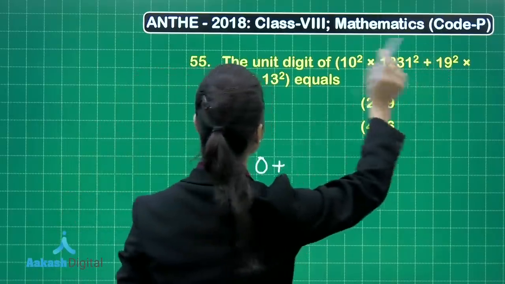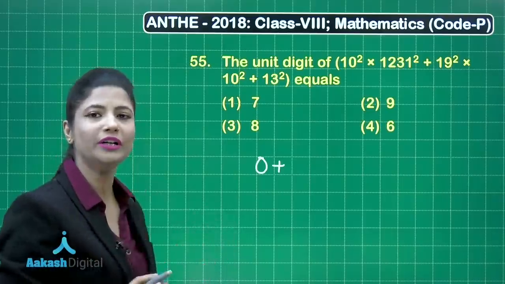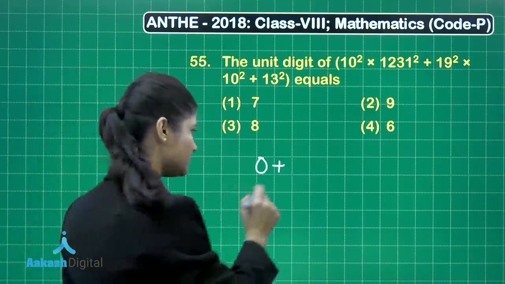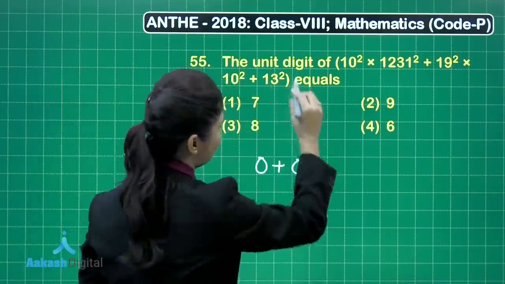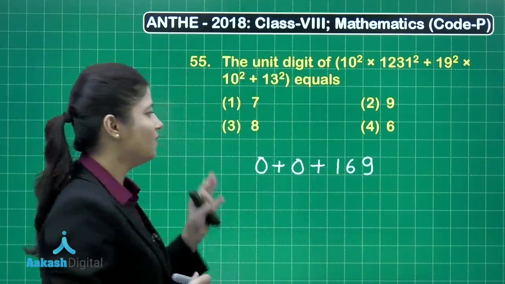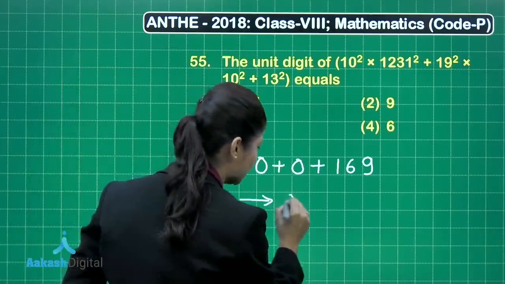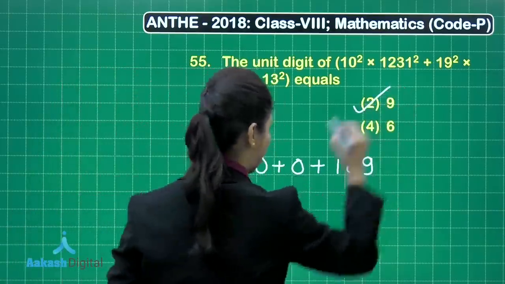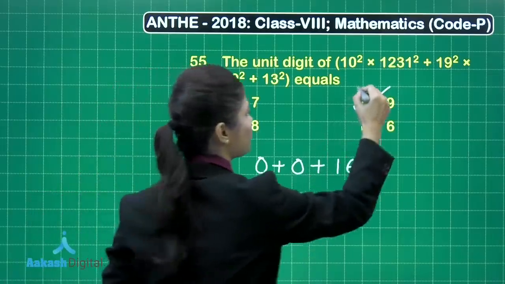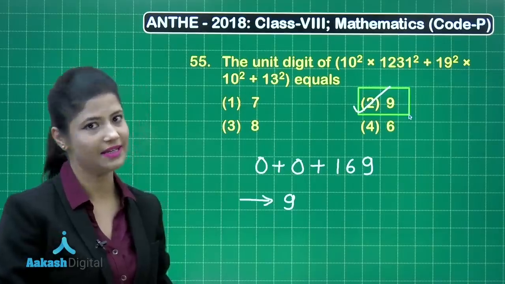Next I have 19 square into again 10 square, which is 100. 100 into any quantity will give me the last digit as 0. And then I have here 13 square, which is equal to 169. You can observe when I'll be taking the sum total, the last digit will be definitely equal to 9 in this case. So the correct answer for this question is option number 2. I hope it is clear. Let's come to the next question.